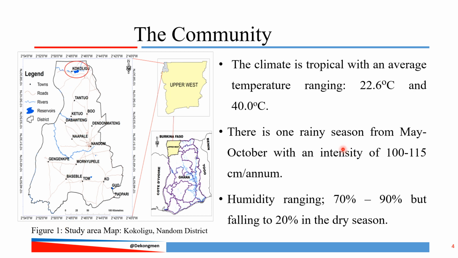This community is found closer to the Burkina Faso border, where temperatures range from 22.6 degrees Celsius to 40 degrees Celsius, depending on the period of the year. And it's only one rainy season around this catchment. Relative humidity ranges from 70 to 90%, and most often falls to 20% during the dry season.